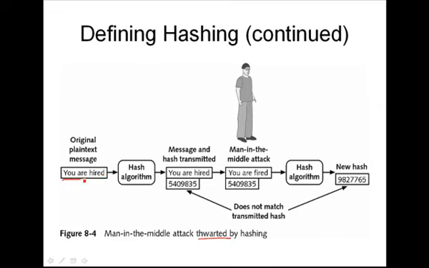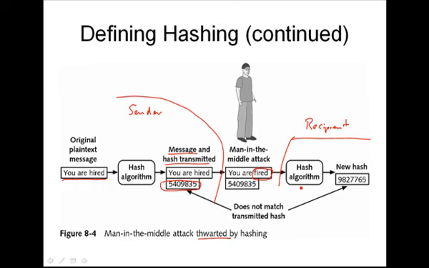We've got our original plaintext message here. You are hired. We run it through our hashing algorithm. We generate a hash. We send this along with the message. The man-in-the-middle attack here is we're actually going to modify the message. We're going to change the H to an F. This is all on the sender's end.